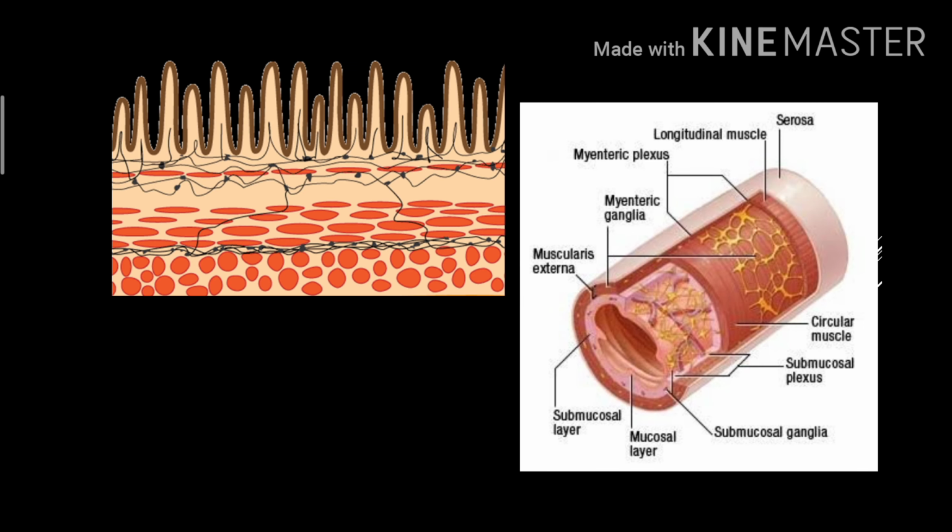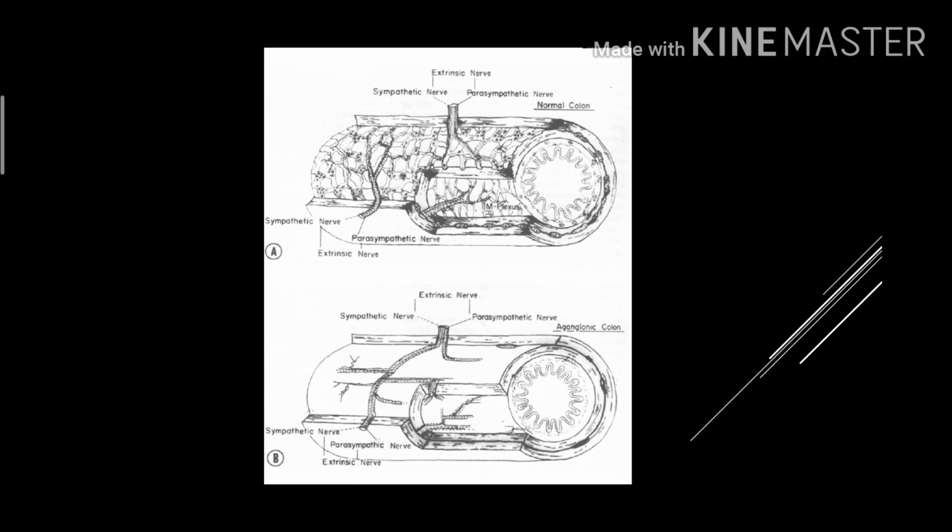So just to see the anatomy of the ganglion cell, here we have the intramuscular plexus between the circular and longitudinal layers, and here we have the submucous plexus. So the myenteric plexus and the submucous plexus: the myenteric Auerbach's plexus and the submucosal Meissner's plexus. Now, this is the nerve distribution normally seen.